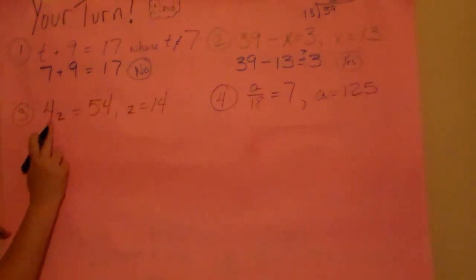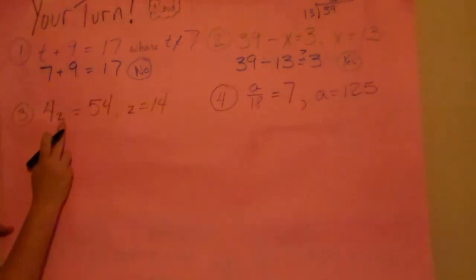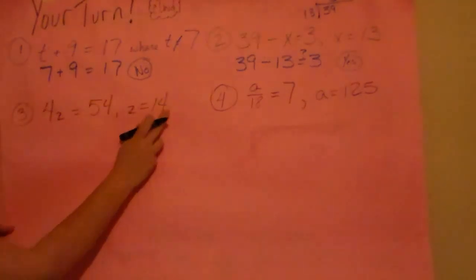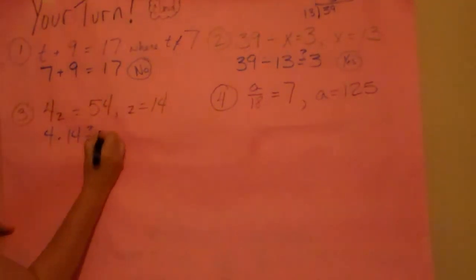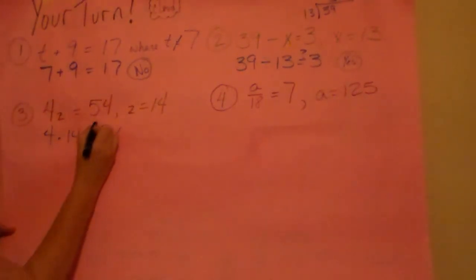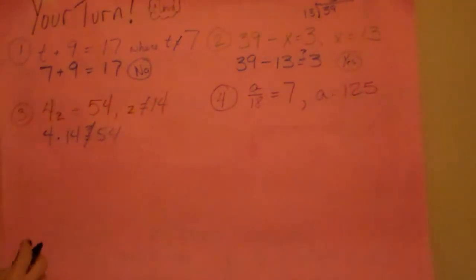4z equals 54. This means 4 times z. And I'm saying z equals 14, so I'm going to say 4 times 14 equals 54? No, it does not. So z is not equal to 14.